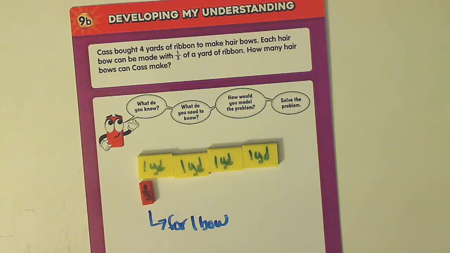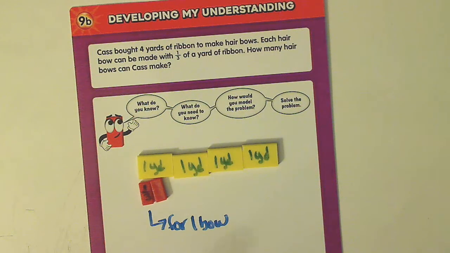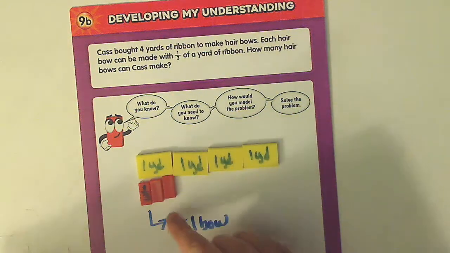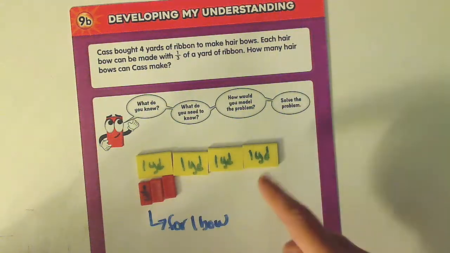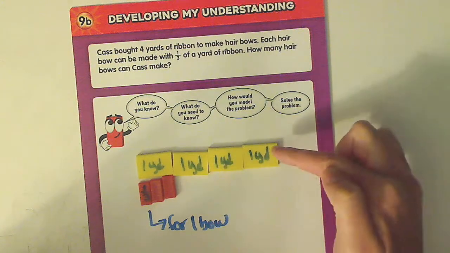And then we would fill it in with all of the different pieces and so forth. So we would take it and we'd keep filling them in. We can see that 3 of them would complete the 1 yard, so we can make 3 bows out of 1 yard. So that means we can make 12 bows because it'd be 3 and then 6, then 9, then 12.